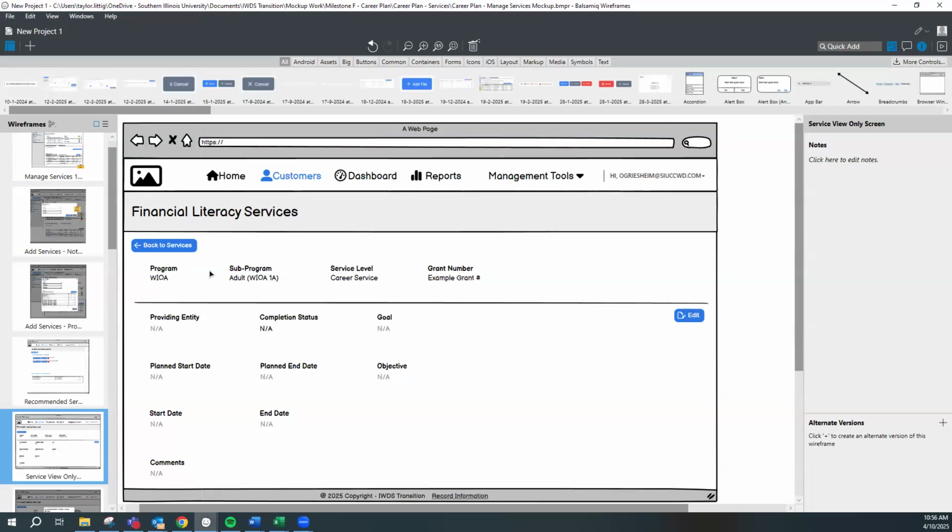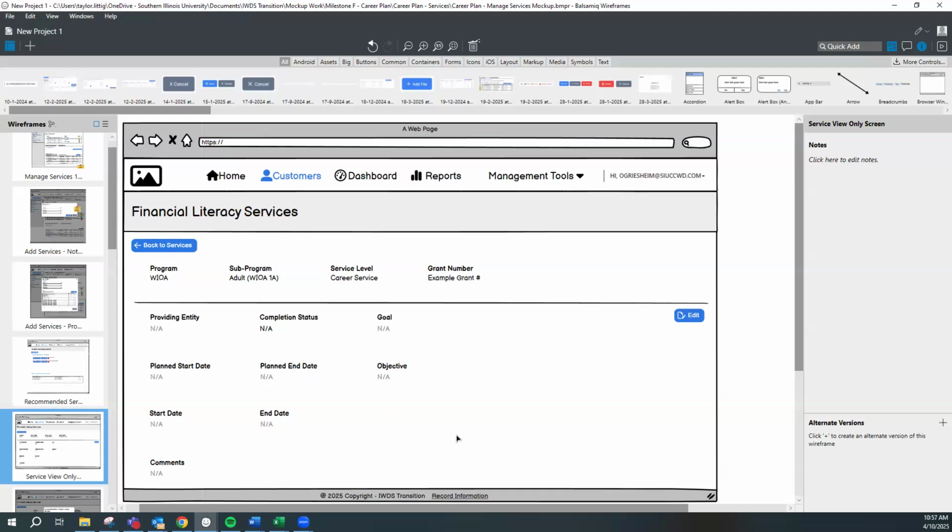You're going to have a few fields up here that are display fields. So they're going to be fields that cannot be editable. So it's going to tell you what program the customer is associated with, the subprogram, what service level the service is, and the grant number for that service as well.